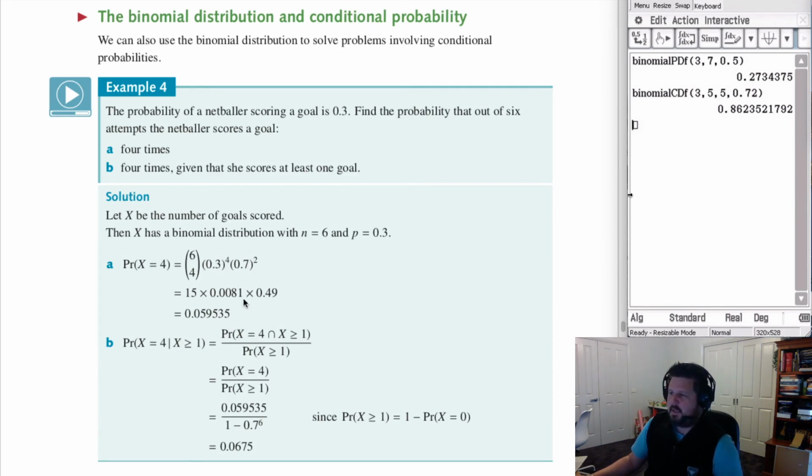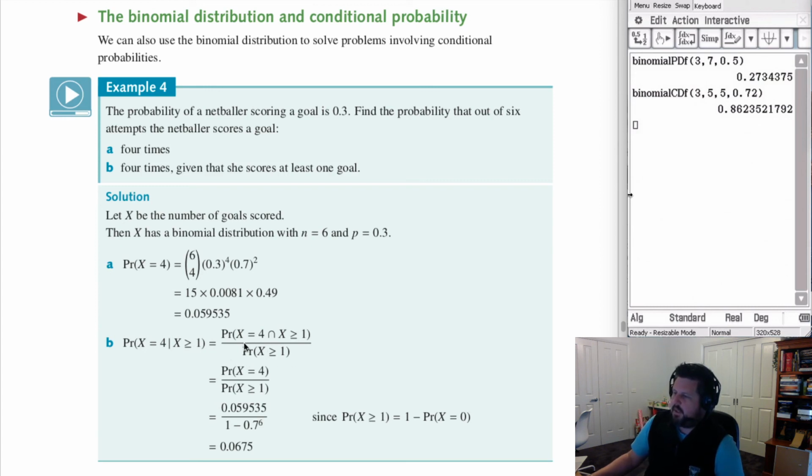Cool. Next one, it says find out the probability that out of the 6 attempts the netballer scores a goal 4 times, given that she scores at least 1 goal. So in this particular case, we're finding the probability that she scores 4 times, given that she scores at least 1 goal, so x is greater than or equal to 1. From this stage, we know that that is the same as the probability of x equals 4 intersection x greater than or equal to 1, divided by the probability of x greater than or equal to 1.